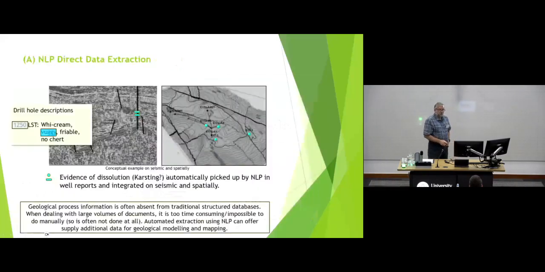So here's a simple example. We've got like a mud log for a drill hole, and we're looking for casting or some sort of dissolution evidence. So we picked up vuggy there because we may have modelled it through taxonomies or ontologies, or maybe used some machine learning methods, and we've extracted it in association with the depth. So we've got a new data point, and we can plot that on seismic, we can integrate it in maps.